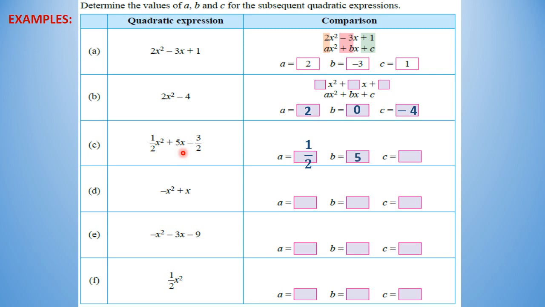For c, a is 1 over 2, b is 5, c is negative 3 over 2. For d, a is negative 1, b is 1, c equal to 0. For e, a is negative 1, b is negative 3, c is negative 9. For f, a is 1 over 2, b is 0.